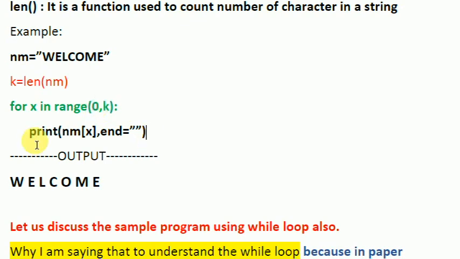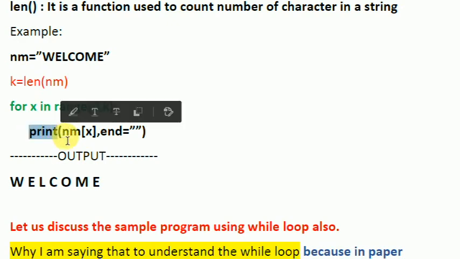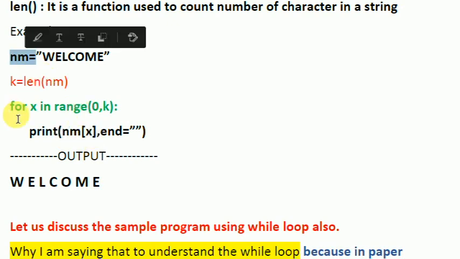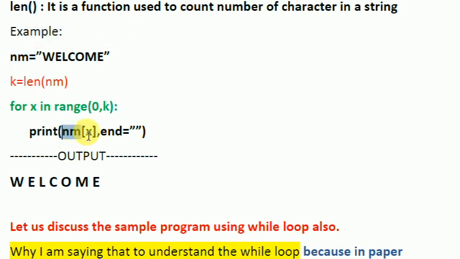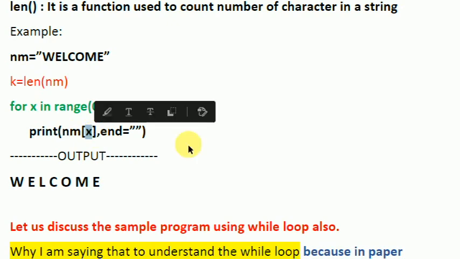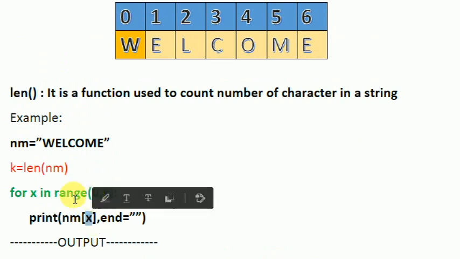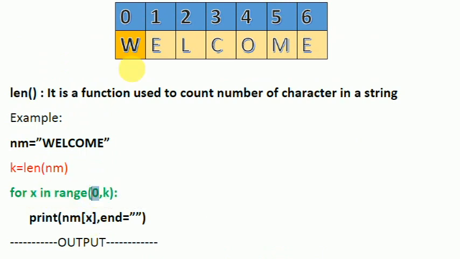Now when we display, there are some changes. When we write print, we are not supposed to write ch, because there is nothing called ch. Now we are going to use the same name of the string, that is nm, and we put two bracket signs, and inside that we pass x. This x is going to store the values 0 1 2 3 4 5 6, and when we write nm of x, meaning nm in brackets with x, it's going to display the value at the index x. The first time the value of x is going to be 0. So at 0 it is w. So w is going to be displayed by print.